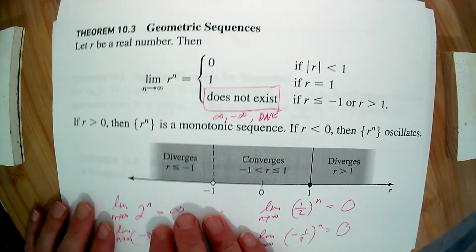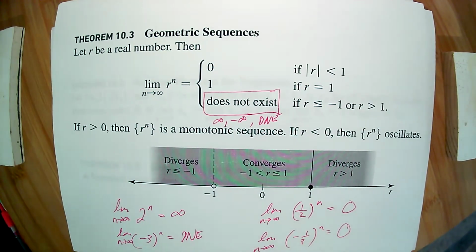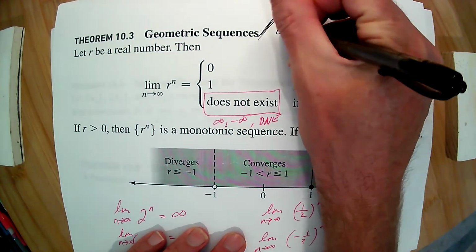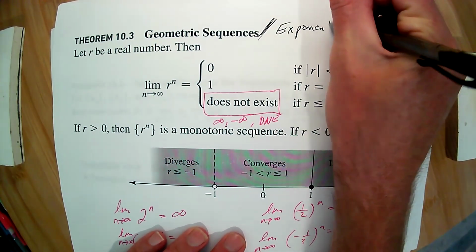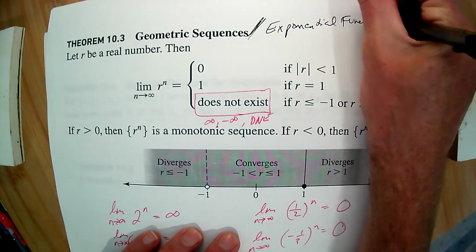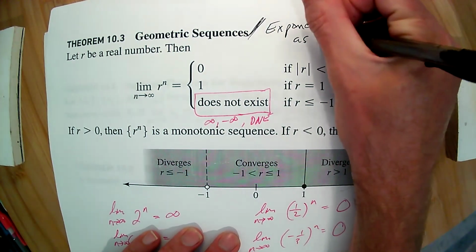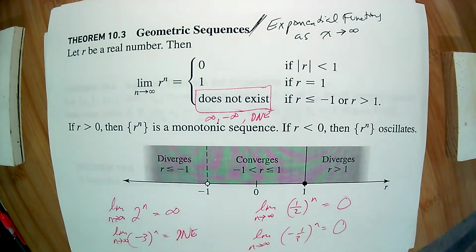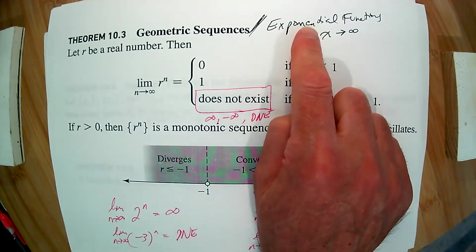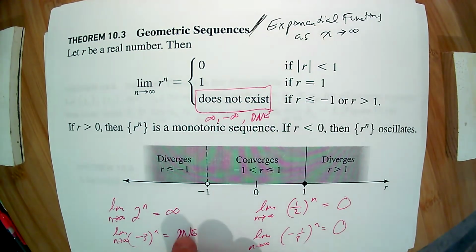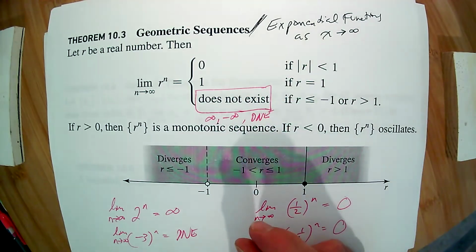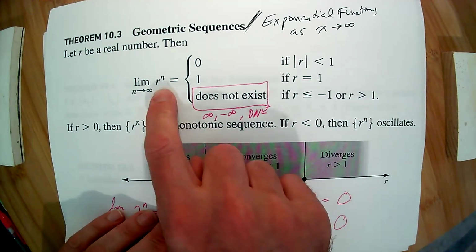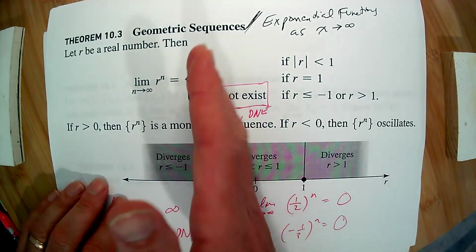Again, they're calling them geometric sequences, but how about this? It's exponential functions as x goes to infinity. That's the intuition you should think. If the base is larger than 1, then you get blow up, doesn't exist. If the base is between 0 and 1 in size, you get 0. That's all that says. And if the base is 1, it's the most boring thing in the world because it's just 1, 1, 1, 1, 1 also.